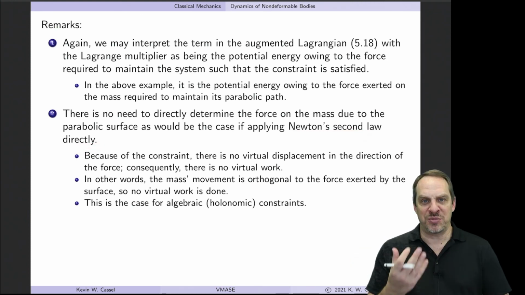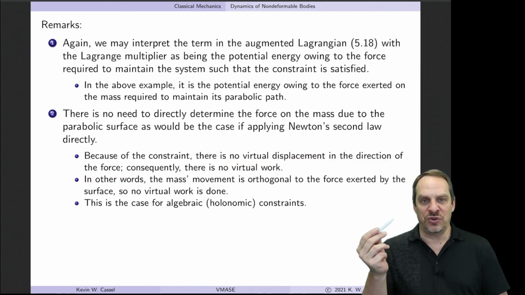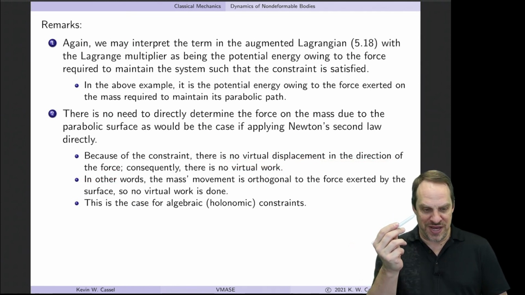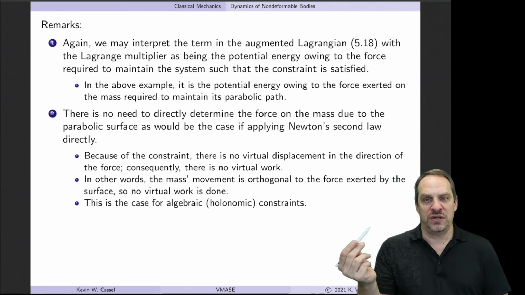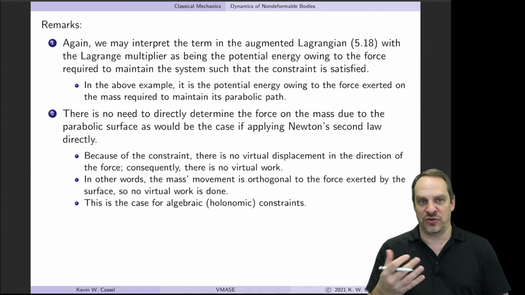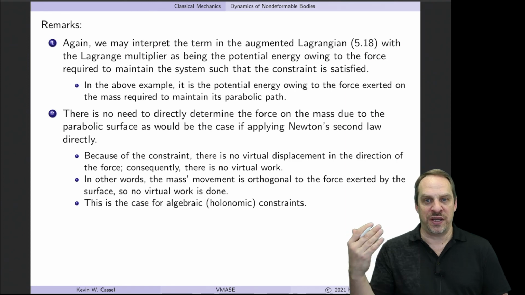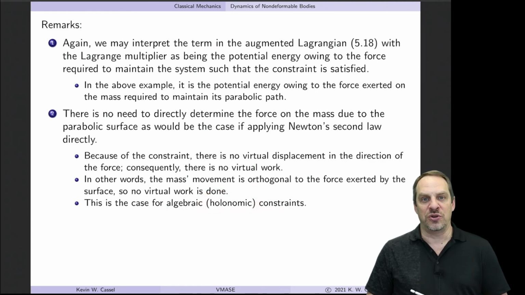You would need to include that constraining force. Now that may bother you, but let's think about why that is in the context of energies and how this works. So for the constraint itself, there is no virtual displacement in the direction of the force. The force is acting normal to the parabolic bowl on the mass, but it's moving tangent to the bowl. So the movement and the force are orthogonal. So there is no force times a distance. Therefore, there's no work being done on the mass by the constraining force. And this is the case for algebraic constraints, which our dynamics friends will refer to as holonomic constraints.